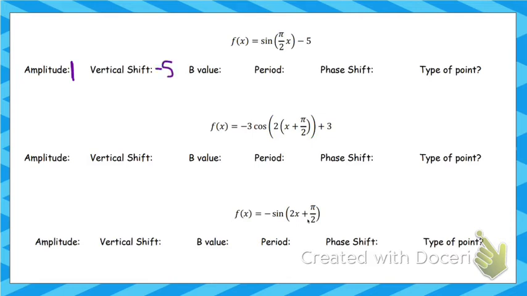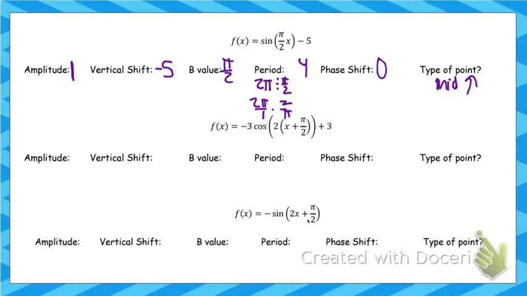Vertical shift is -5. The b value, what's in front of the x, what's touching the x, that's pi over 2. So your period is 2 pi divided by pi over 2. When we divide fractions, we flip and multiply. So that's 2 pi over 1 times 2 over pi. So my period is 4. The phase shift, there is nothing added or subtracted inside the parentheses, so that's 0. This is a sine graph, so it's a middle point, and then your graph goes up.